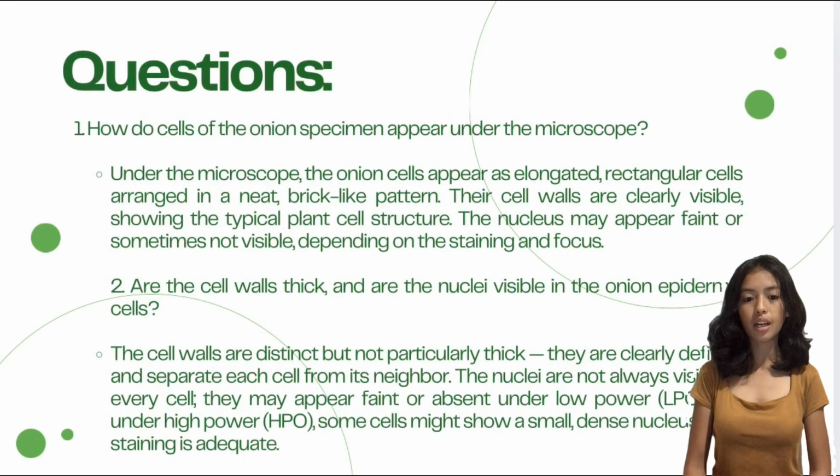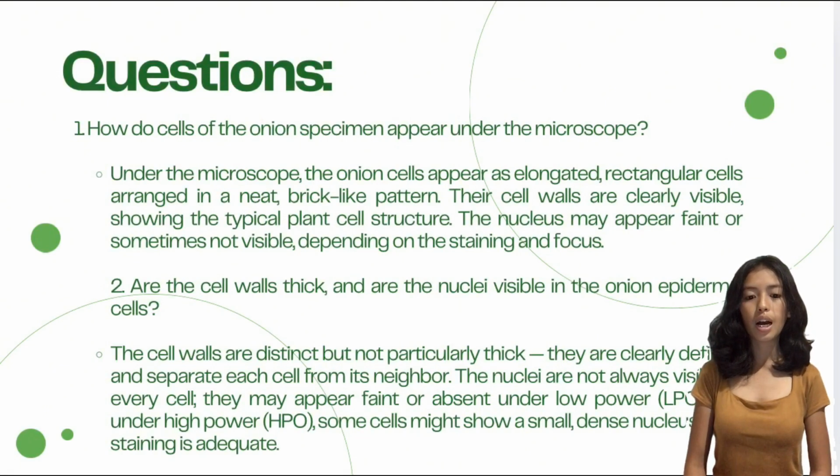For question and answer, number 1. How do cells of the onion specimen appear in the microscope? Under the microscope, the onion cells appear as elongated, rectangular cells arranged in a neat brick-like pattern. Their cell walls are clearly visible, showing the typical plant structure. The nucleus may appear faint or sometimes not visible depending on the staining and focus.